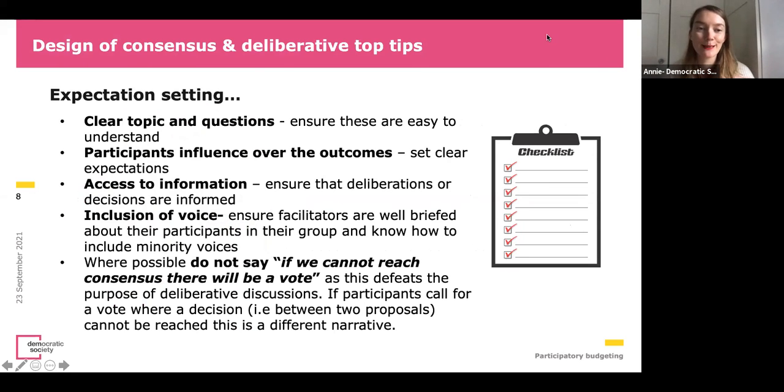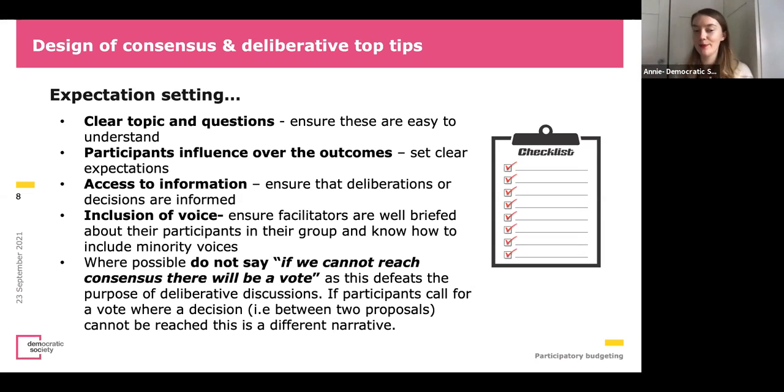Yeah, and again, it's just some expectation setting. These are just some top tips if you're doing a deliberative or consensus process. Make it very clear what their influence is over the outcomes. They've got access to information, inclusion of voice, so briefing facilitators so they know about the participants in their group. If there are any access needs or worries or concerns, how you might manage and deal with that so that they know how to include these minority voices. And this is quite an interesting one, where possible: if you are doing a consensus-based approach to decision making, don't say to the group at the start of the event, if we can't reach consensus, there will be a vote.